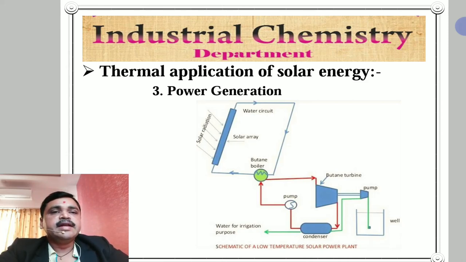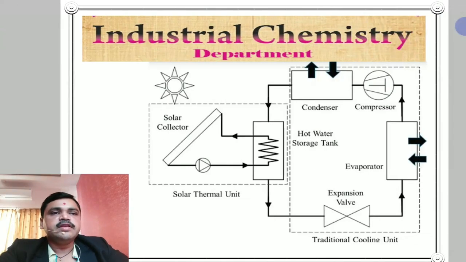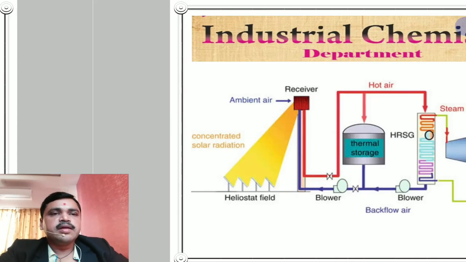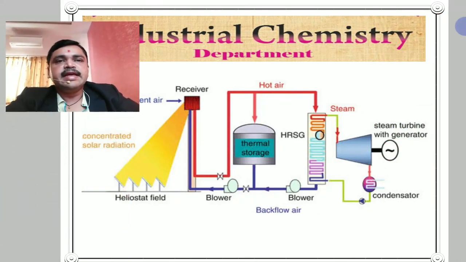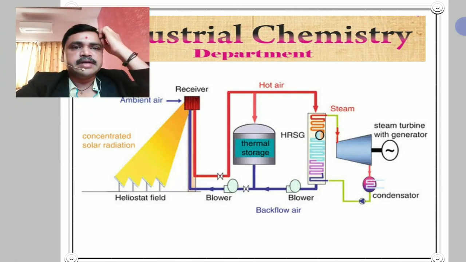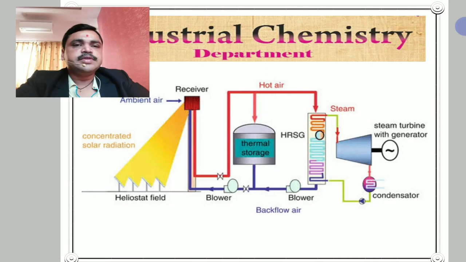So we get continuous power generation by this type of system. Some other schematic diagrams are also described here. This is also a power generating system, and here we see the receiver, which receives the concentrated solar radiation from the heliostat field.